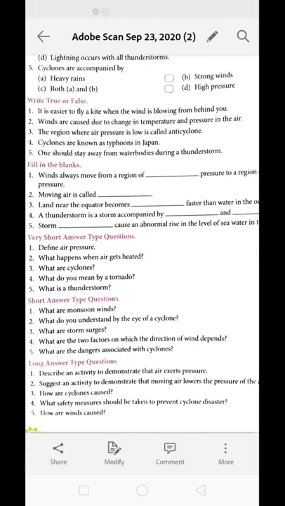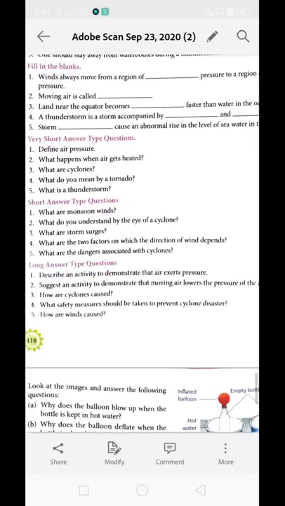True. Next, second question. Winds are caused due to change in temperature and pressure in the air. True. Third question. The region where air pressure is low is called anticyclone. False. Fourth question. Cyclones are known as typhoons in Japan. True. Fifth question. One should stay away from water bodies during thunderstorms. True. Fifth one is also true.